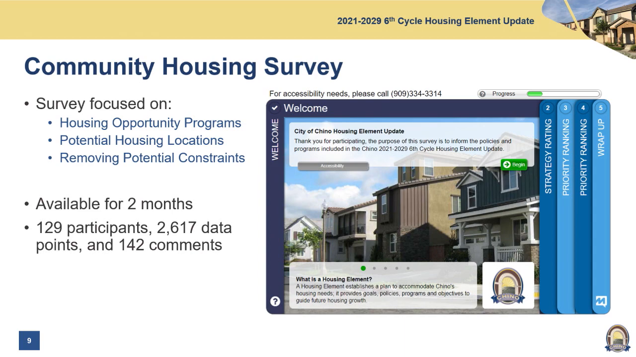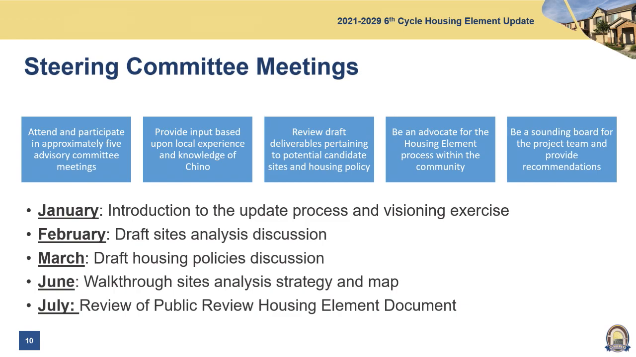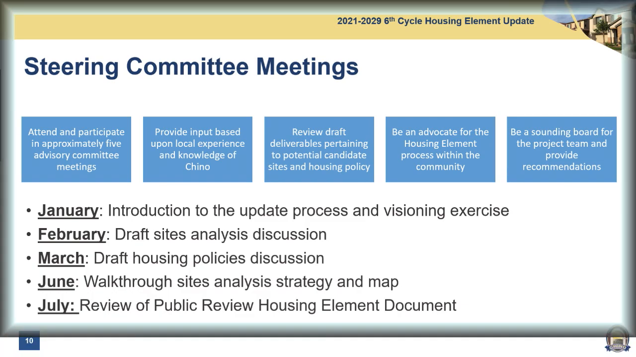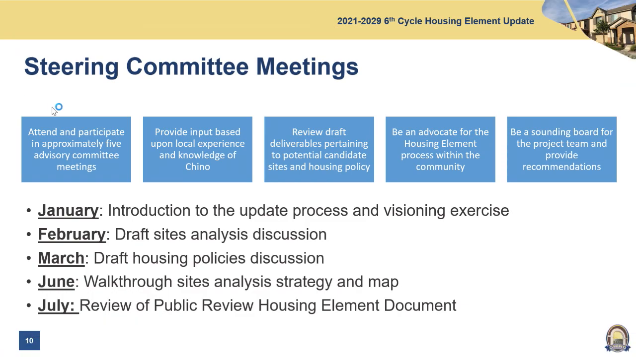Over 2,600 individual data points and 142 comments that we worked through to be able to incorporate some of that feedback into the document. As I mentioned, we had a steering committee. I believe it was 11 members, I think was the number. And we met monthly, as you can see, January, February, March. There was a short hiatus as we worked through some of the sites discussion with City Council. We kept that group up to date, and then we did meet again in June, and we'll actually meet on Thursday as well. That group does meet virtually, and we walk through different parts of the housing element document.